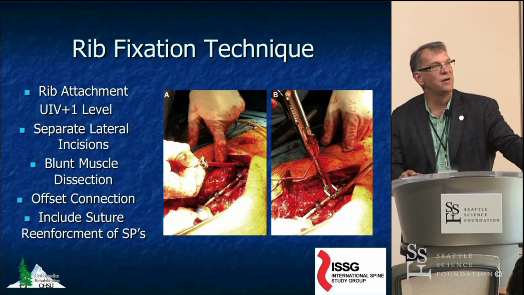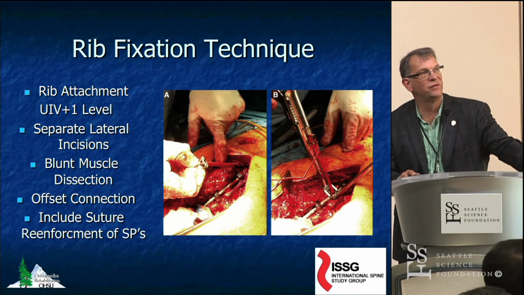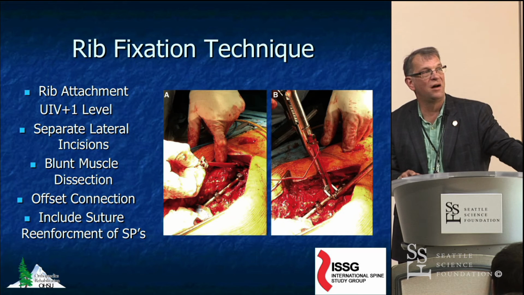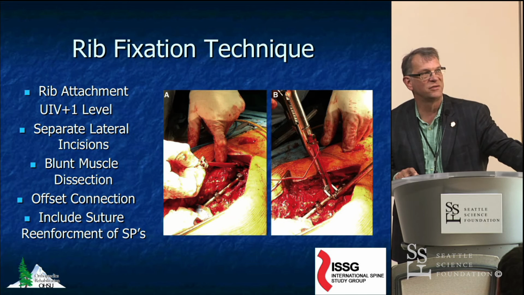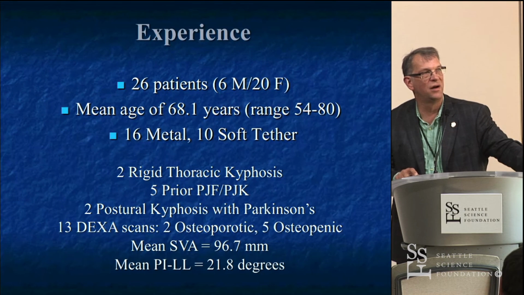So this is a slide trying to show how we do this. The rib attachment, again, is at the UIV +1. We do it through separate lateral incisions. We use a blunt muscle dissection down to the rib, and then an offset connection down onto the main construct. And I've also been including a suture reinforcement of the spinous processes in some cases, either as a solo technique or augmenting this as well.